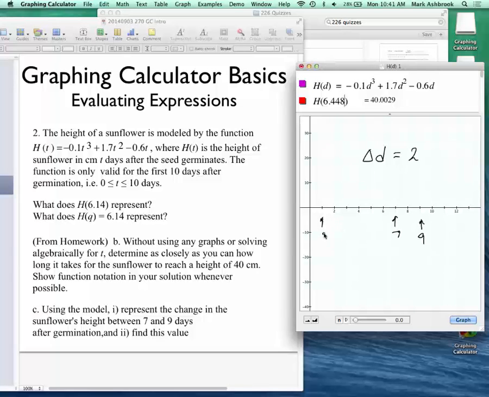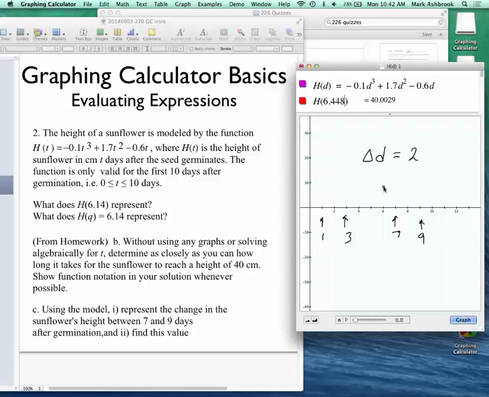Okay, so what if I started at 1 day and went to 3 days? Is this a different change in days or the same change in days? People are saying the same. What is the same? The amount of change. But is it the same change in days? No. When we do the change in a quantity, it's a new quantity, but a different animal than the original quantity itself, because I can have a change of 2 in many different places, starting at different times, and I can still have a change of 2.